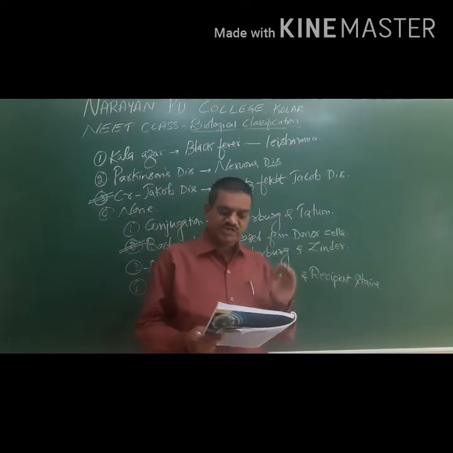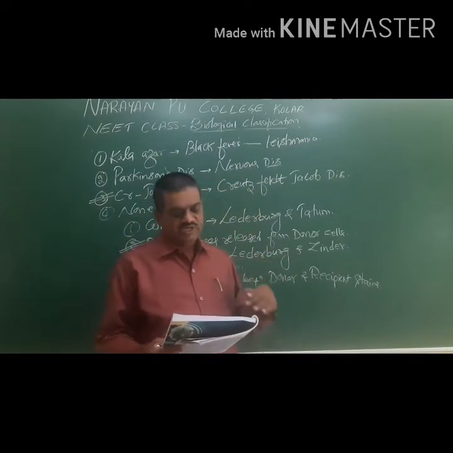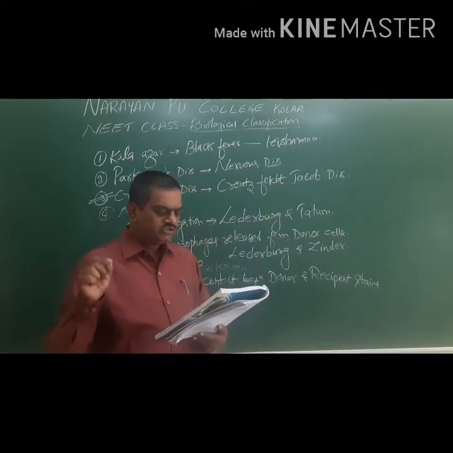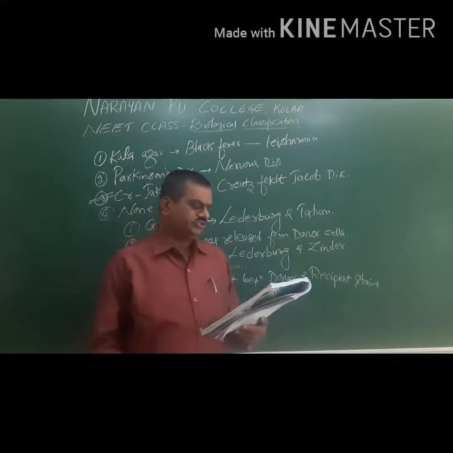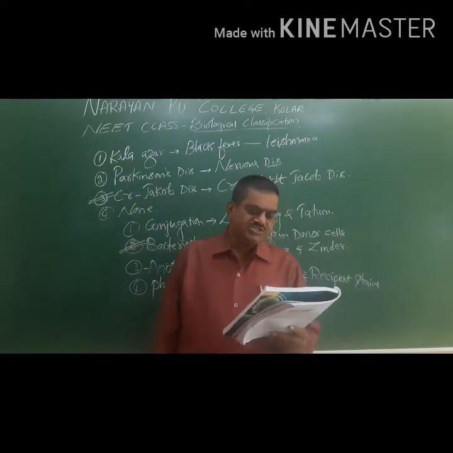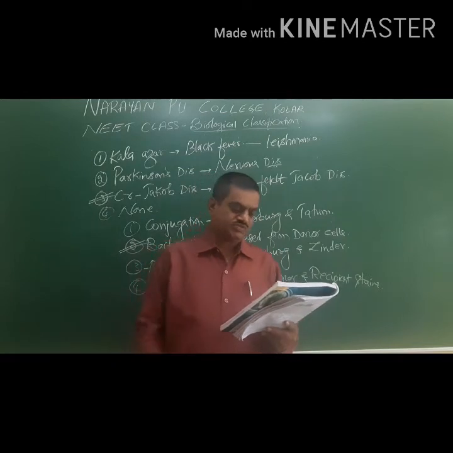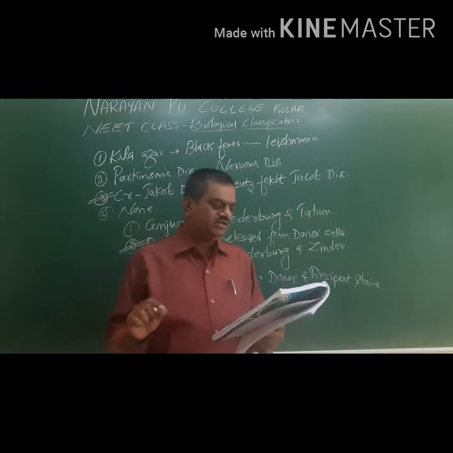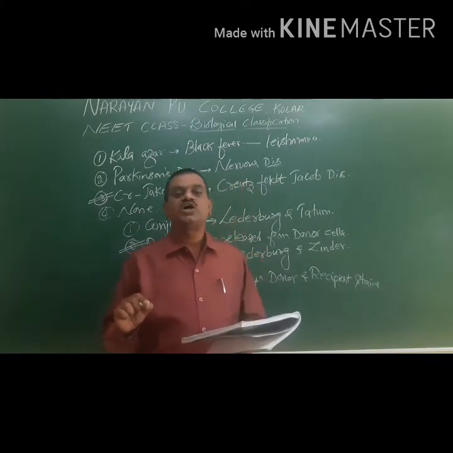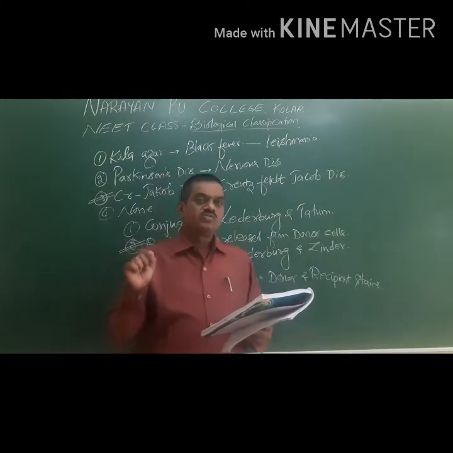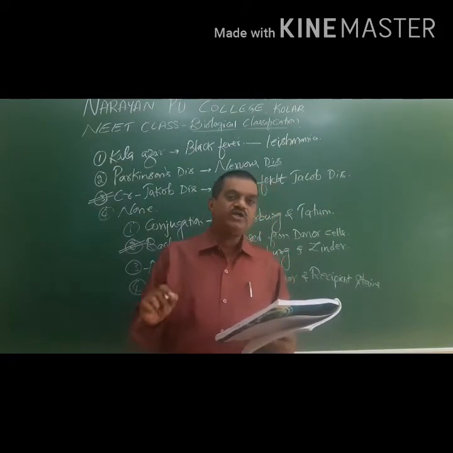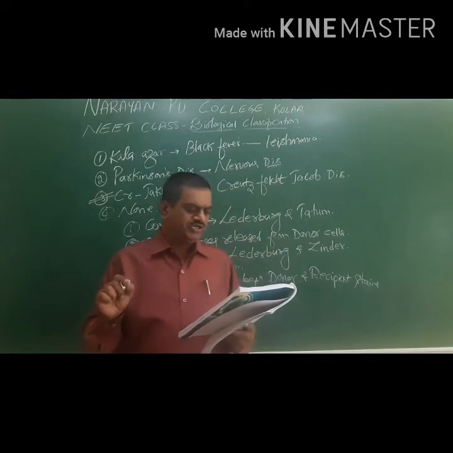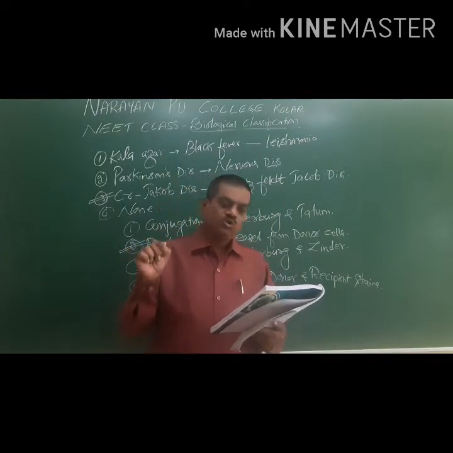So this completes the first level. We are going for the second level. Exercise 2, Level 2. First question. Which disease is caused by viroids? First one, leaf curling disease. This is caused by virus. The second one is potato spindle tuber disease. Potato spindle tuber disease is caused by the viroids.